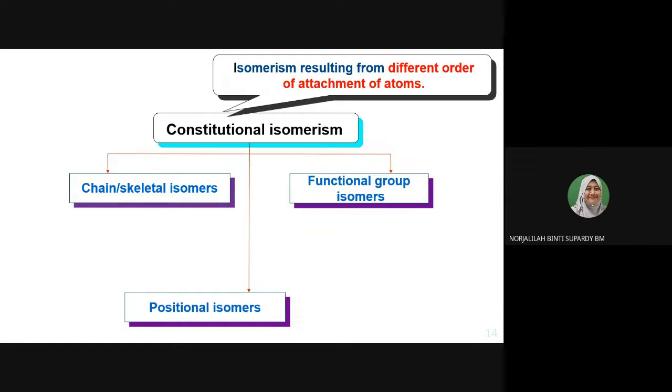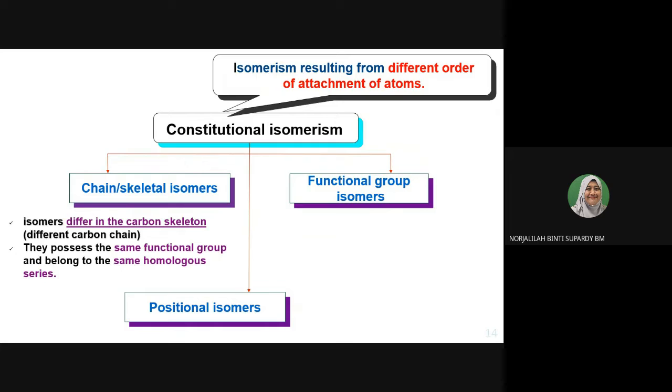Since it can be divided into three, the first one is the chain or skeletal isomers. So chain isomers will differ in the carbon skeleton, different in the carbon chain. The isomers will have the same functional group, and they belong to the same homologous series.